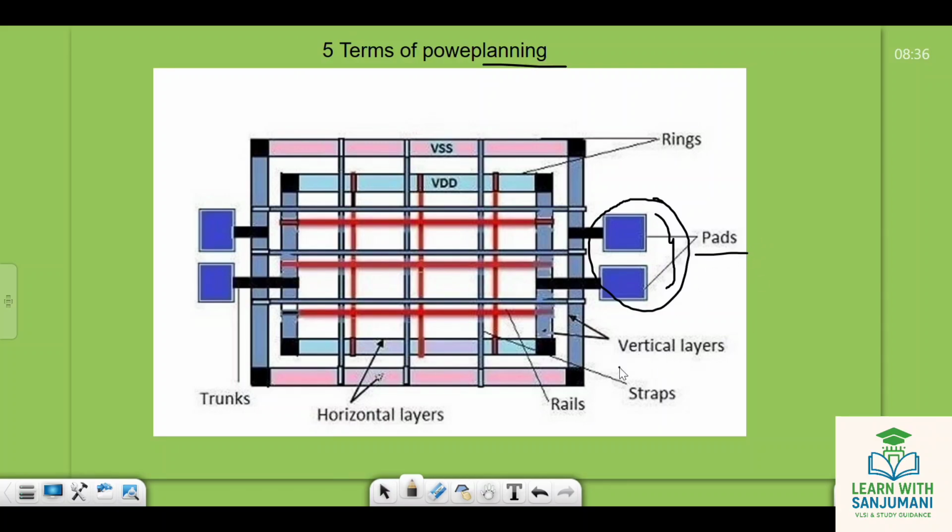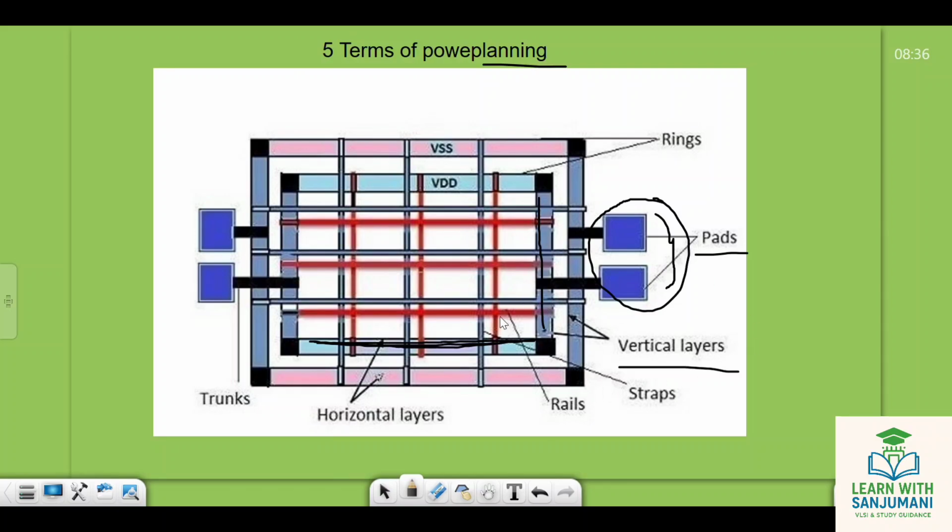See, these are the vertical layers. I will tell you the layers also. See, first one is horizontal layer and the vertical layers. Vertical layers means it should be like this. Okay, horizontal means it should be like this. Like this it will be seen. This is nothing but the vertical layers.